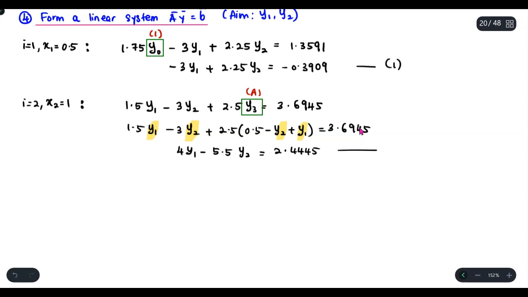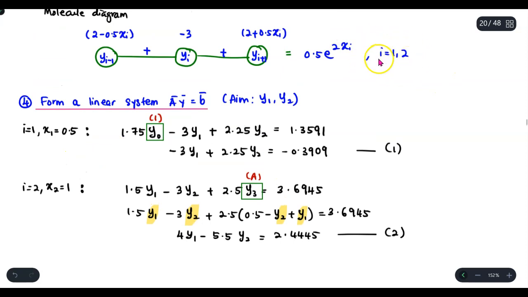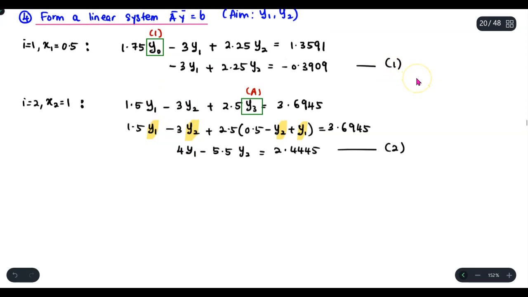2.4445. So now you can put that equation as equation 2. Alright, so what you can see from equation 1 and 2, we just stop at 2 equations here because we are done with our i here. i equals 1 and 2 only. So based on 1 and 2, you can write it in the form of a matrix. This is optional. You can write it if you want.